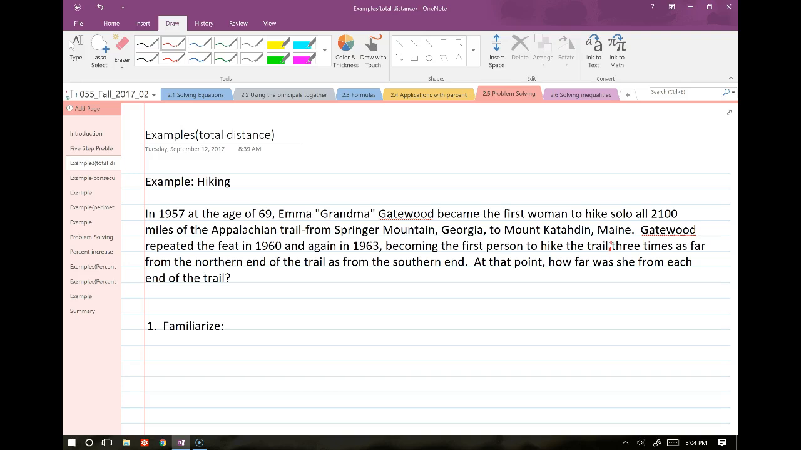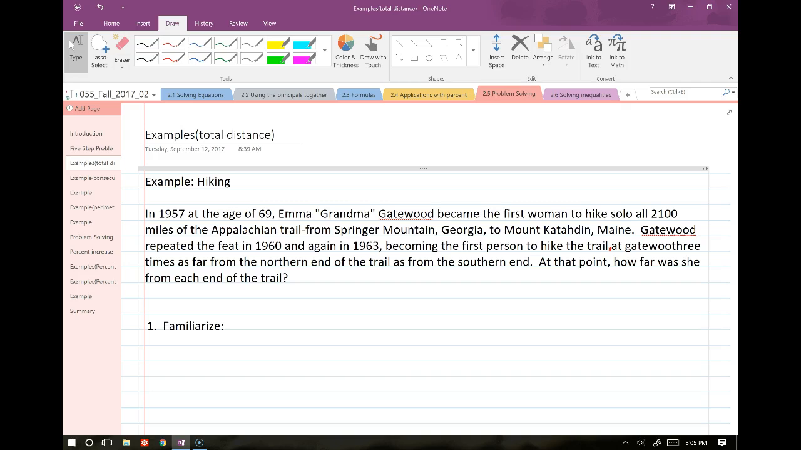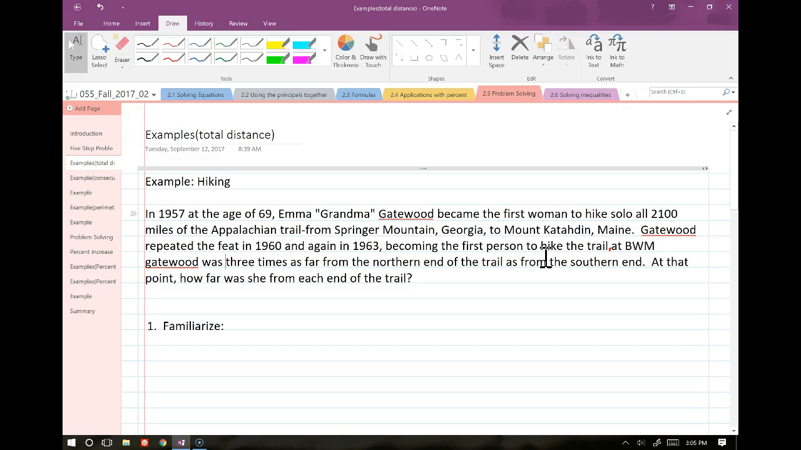Uh-oh, looks like I might have skipped a portion. Aha, I did. Let me add this portion in real quick, because that's the crucial part. At Big Walker Mountain, Gatewood was three times as far from the northern end of the trail as from the southern end. So, sorry about that, guys. That was a little weird.